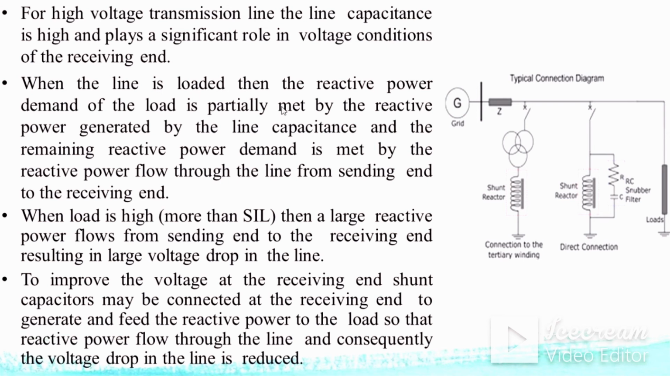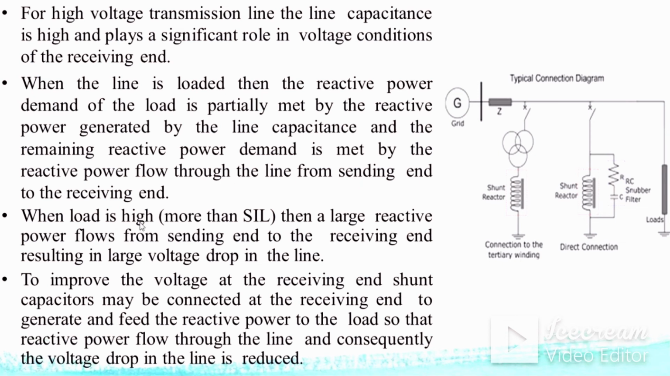So when the line is loaded, then the reactive power demand of the load is partially met by the reactive power generated by the line capacitances, and the remaining reactive power is met by the reactive power flowing through the line from the sending end to the receiving end. So what does this mean? Some of the reactive power is compensated using the line capacitance which is developed between the line and the ground, and the remaining amount of the reactive power is compensated by the reactive power present in the network, which is flowing back and forth from the sending end to the receiving end.